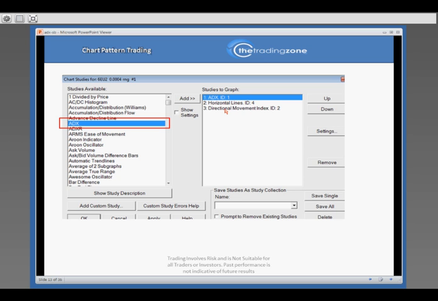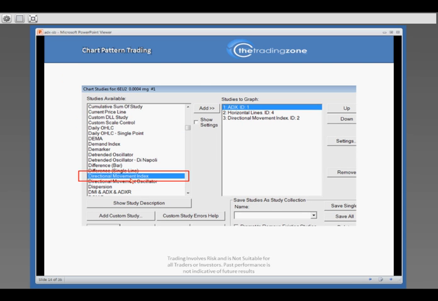Some of your charting platforms are going to allow you to, off the bat, install them separately. And in other platforms, you're going to actually have to install it twice and just hide the piece that you don't want to see. So the directional movement index, ADX, horizontal lines, and the DMI plus minus.